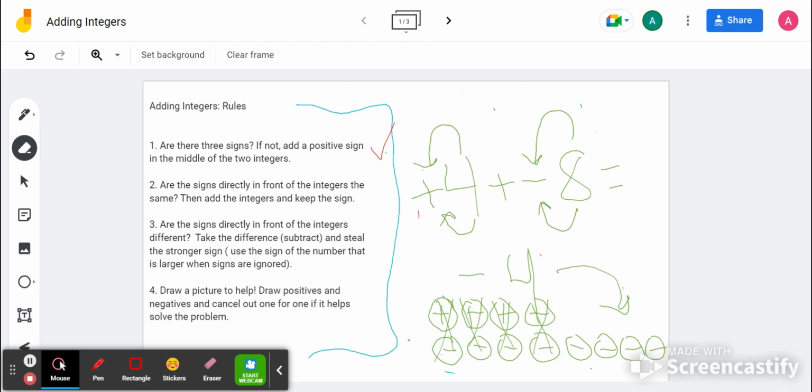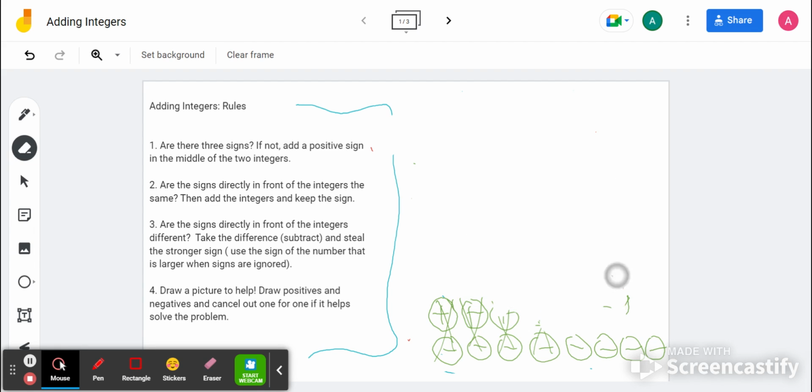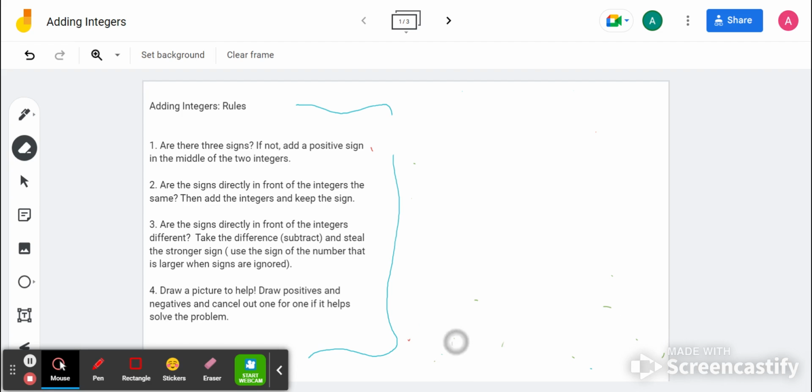Okay, let's try one more. And once we get the hang of this with the smaller numbers, the same rules apply for the larger numbers. So we just need to use these rules, this explicit instruction. If you get confused, just go back to the rules and read through them to tackle those larger problems.